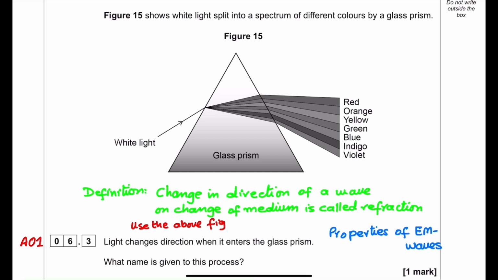It enters from the air into the glass prism, or from one medium to another medium. Therefore, the ray of light is changing the direction and splits up into different colors. So the name of the process is refraction.